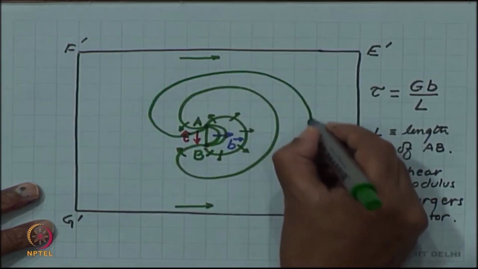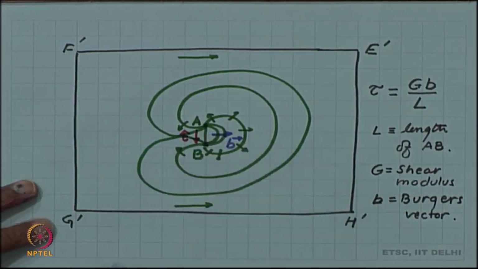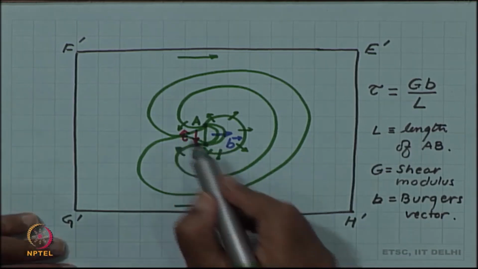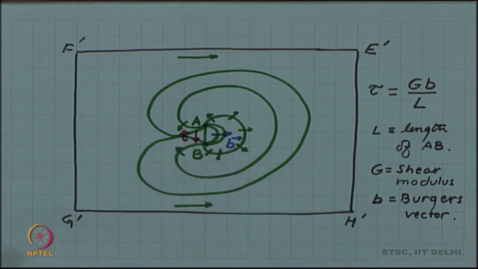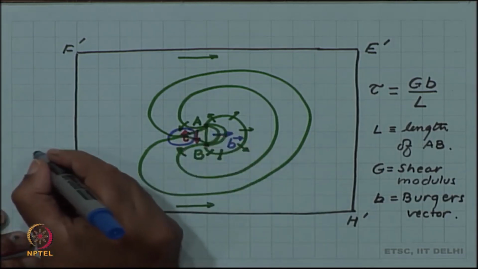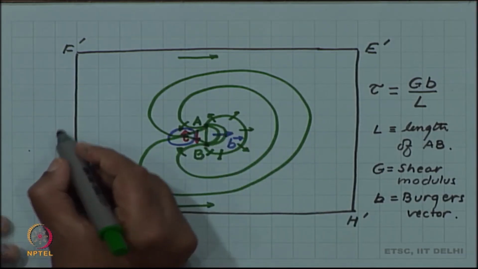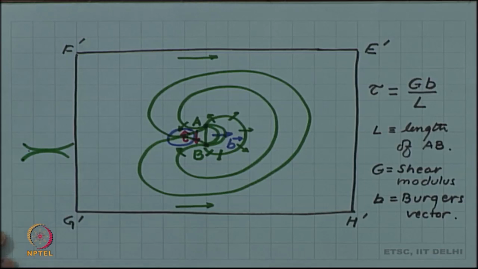and a stage will come when they finally touch. As soon as they touch, these two dislocation lines will come close together and will interact. Let us look at the nature of this interaction. So, let us blow up this segment. So, we have a dislocation line like this and a dislocation line like this.